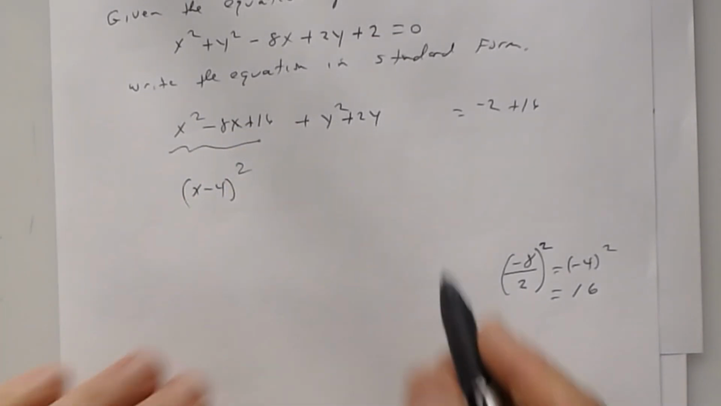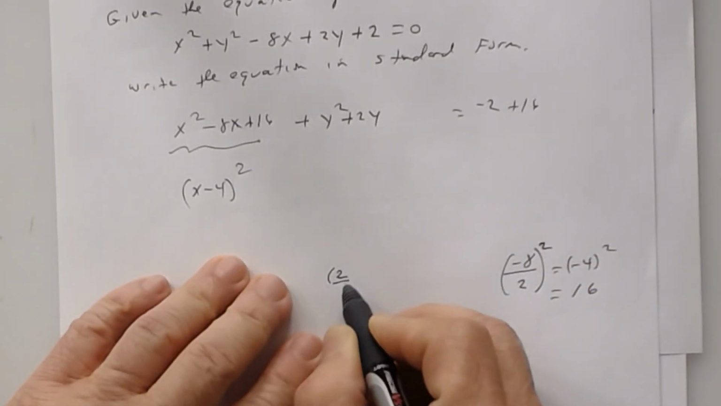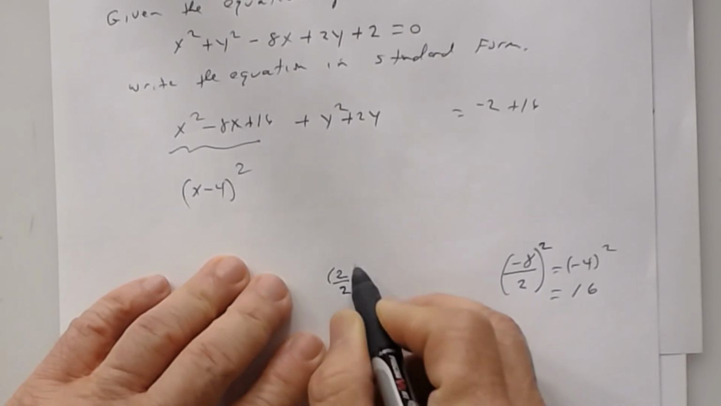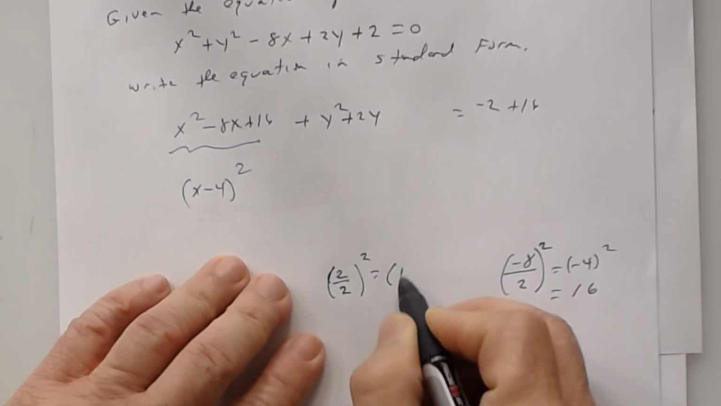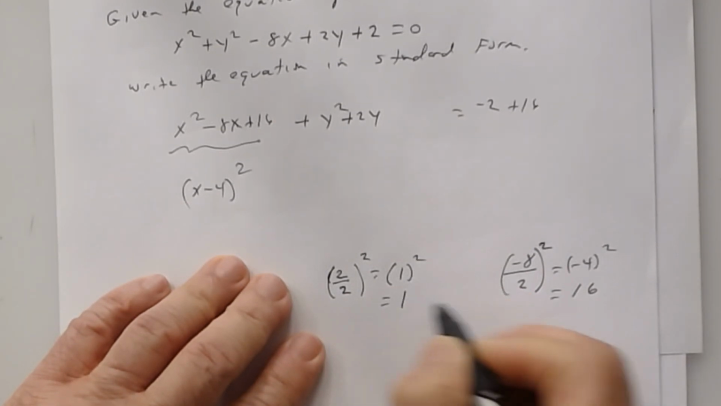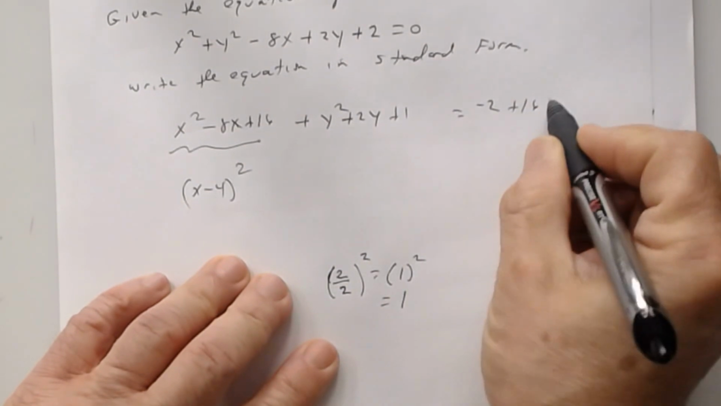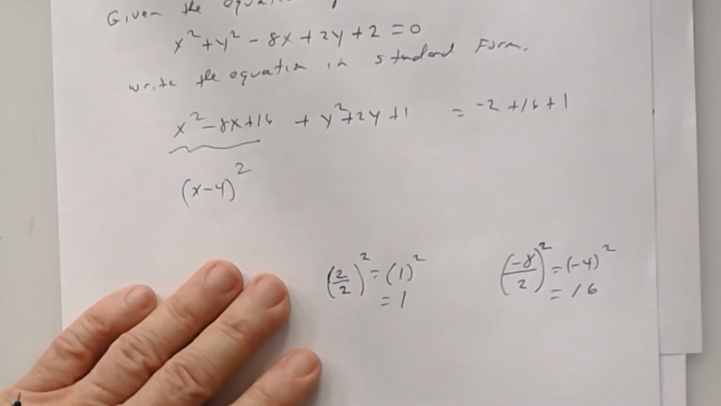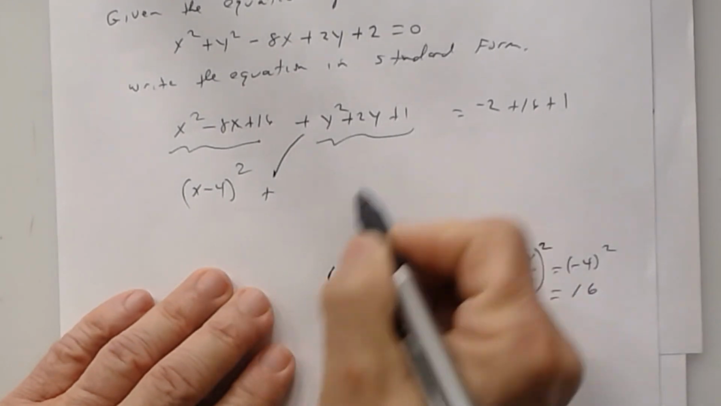Let's do the y's. What's the coefficient of y? 2. What do I do to that 2? Divide by 2. Whatever that is, I'm going to do what to it? Square it. What's 2 divided by 2? 1. What's 1 squared? 1. So I do what to both sides? Add 1 to both sides.